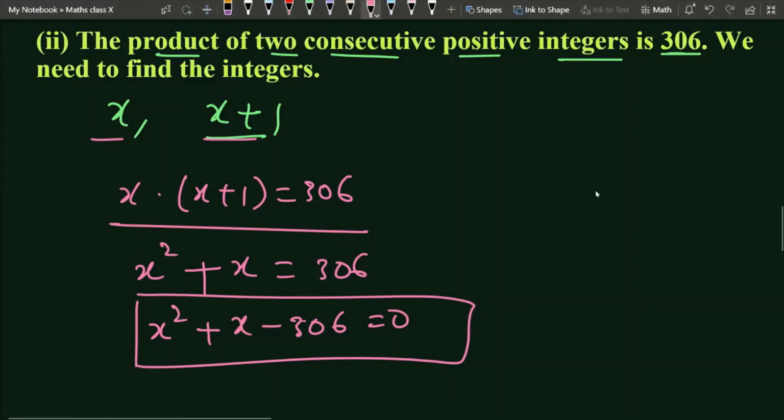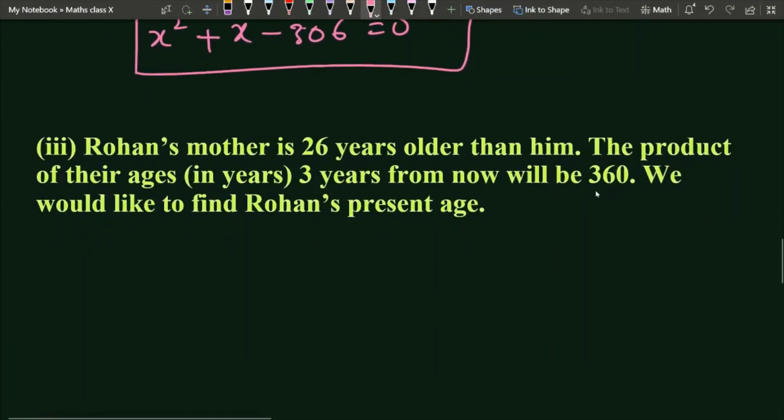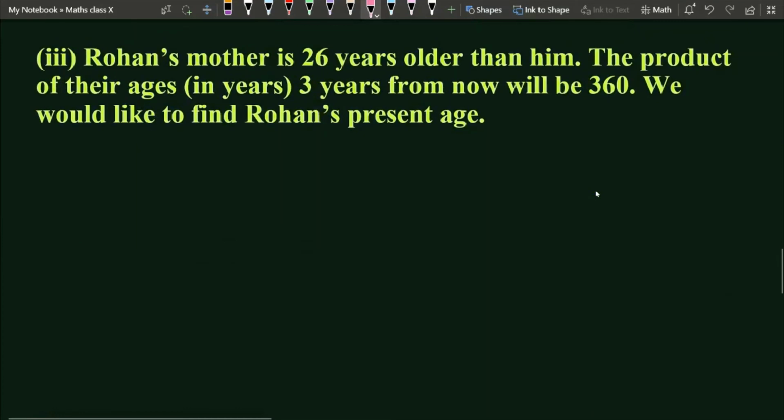Now let us move to the third one. This is an age related problem. Most of the students face a lot of problems in age related problems. So you see, just assume the present age. That's the key point of any age related question. You just have to assume the present age. Assume the present age as x.